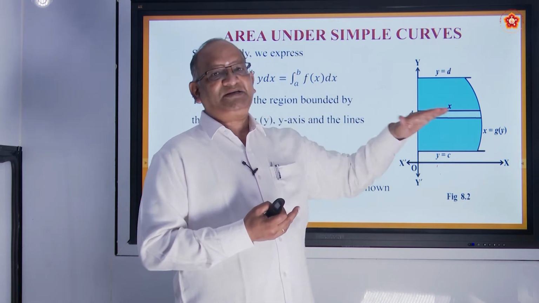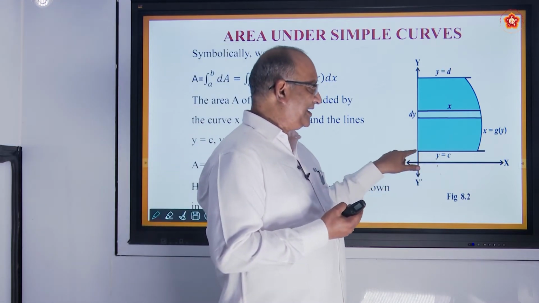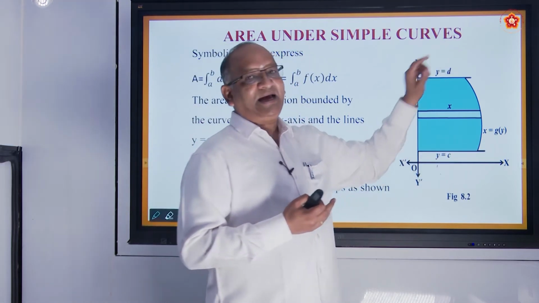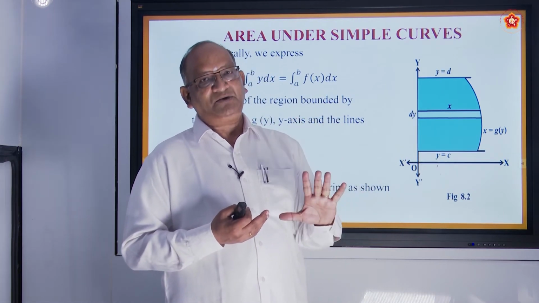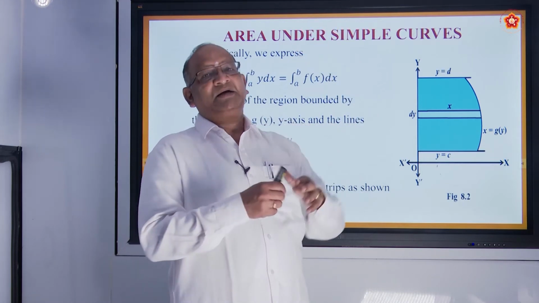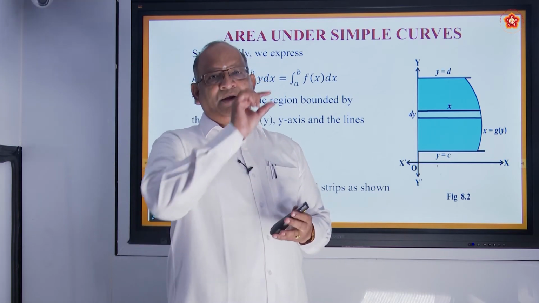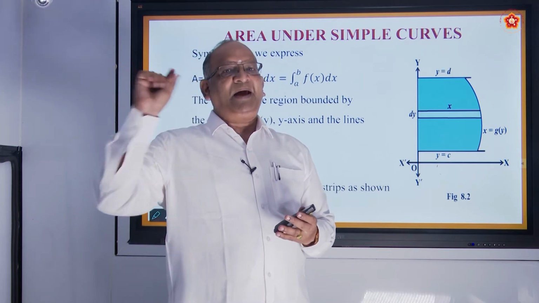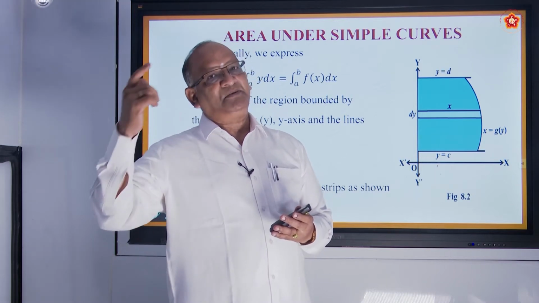What is the equation of the x-axis? y equal to 0. So, here y equal to c is a line, y equal to d is another line, which are parallel to the x-axis. Both are parallel to the x-axis. These are the boundaries. If these are the boundaries, we are taking a thin strip parallel to the x-axis. Now, since we are taking it parallel to the x-axis, the function is expressed as x in terms of y.